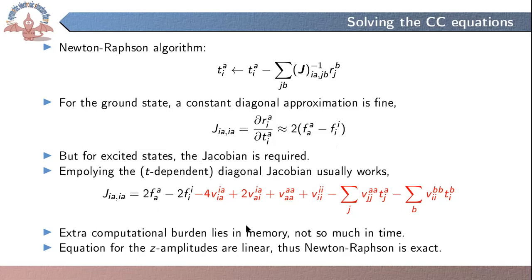And this doesn't represent so much of a burden in terms of time, because you already perform all these contractions during the residual equations in the first place, but it does have an extra cost in terms of memory. But in any case, for the systems we have explored here, this is minor, and we can compute and invert it, and it usually converges in fewer iterations. And then for the Z amplitudes, they are linear, so the Newton-Raphson step is exact. So this is also a nice feature of using Newton-Raphson.